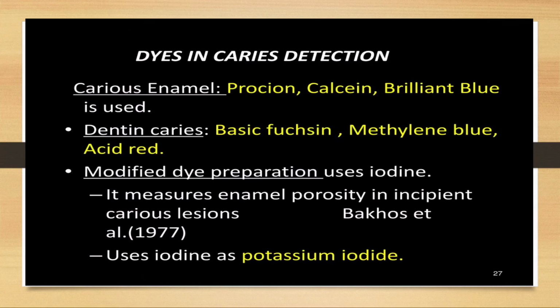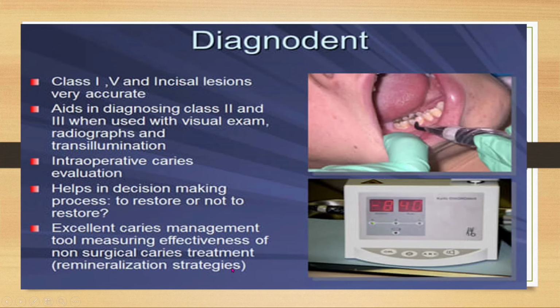So what are the dyes in caries detection? Procion, calcium, and brilliant blue are used for enamel caries; dentin caries uses basic fuchsin, methylene blue, and acid red. A modified dye preparation uses iodine. It measures the enamel porosity in an incipient caries lesion, that is, very beginning caries, the white spot lesion. Caries has just started. We can also use potassium iodide.